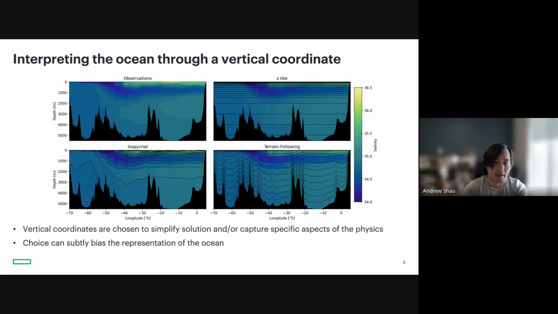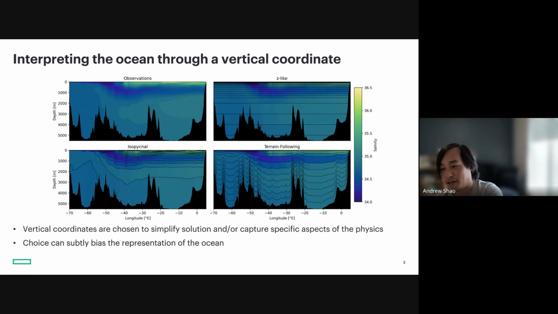things out. So again, very much like the Z-like coordinate, you maybe don't get this very strong intrusion that you see coming from the north, but you get some semblance of, okay, here's a layer, and here's the thickness of the isopycnal and how it actually changes over the course of the domain.